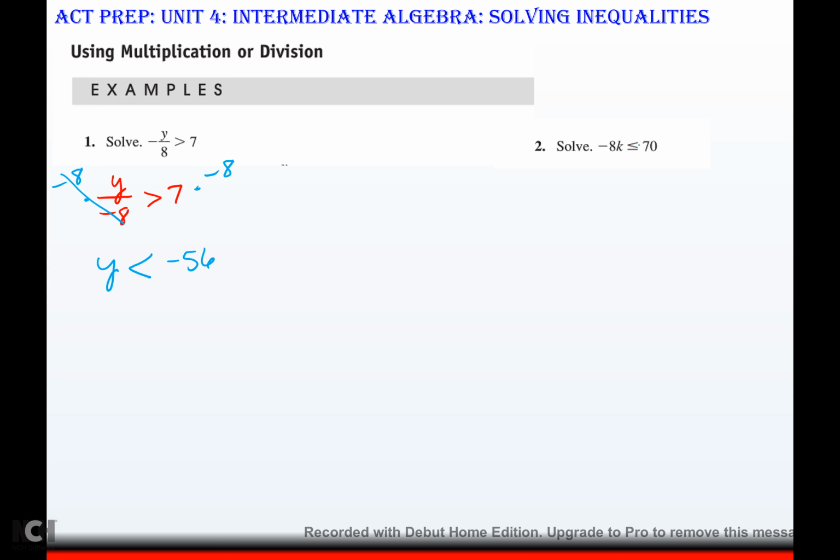Okay, so to solve this one, to get k alone, I'm going to divide by -8. That flips the inequality, and this is going to be -70 over 8, which I could reduce by 2, which would give me k is greater than or equal to -35/4. Or if your answers are in decimals, you'd pick the decimal equivalent to that. Okay?